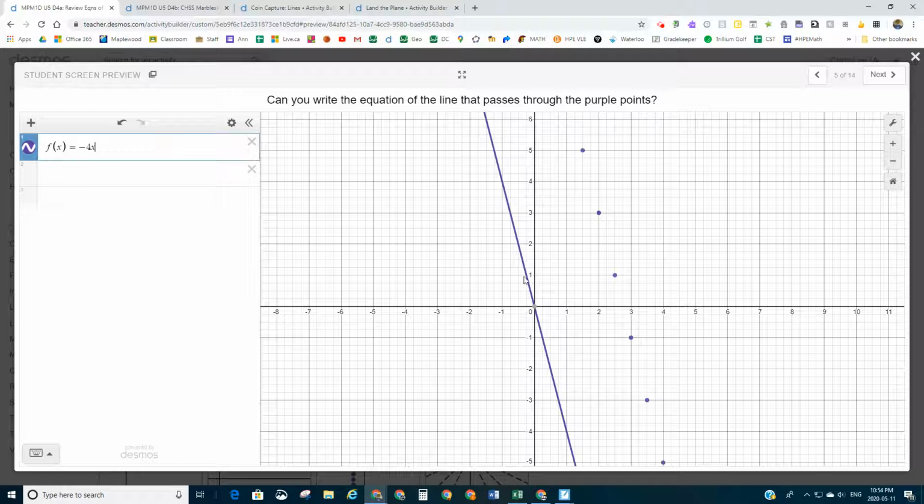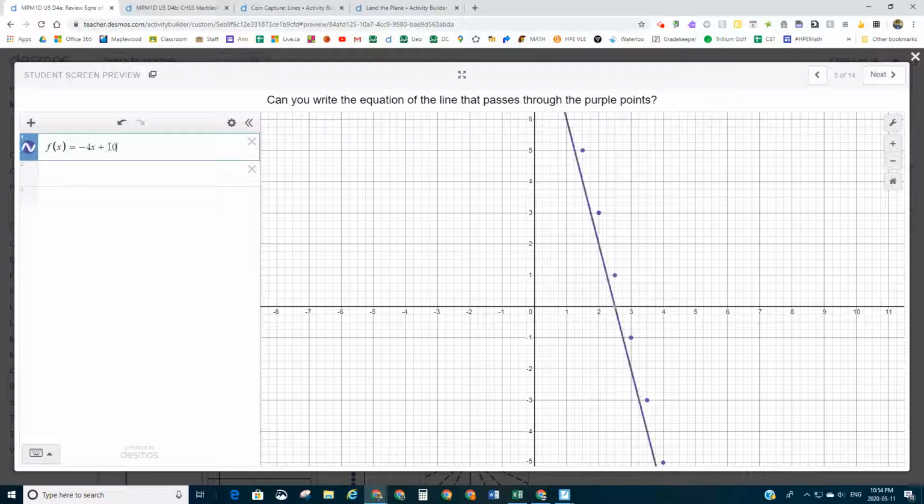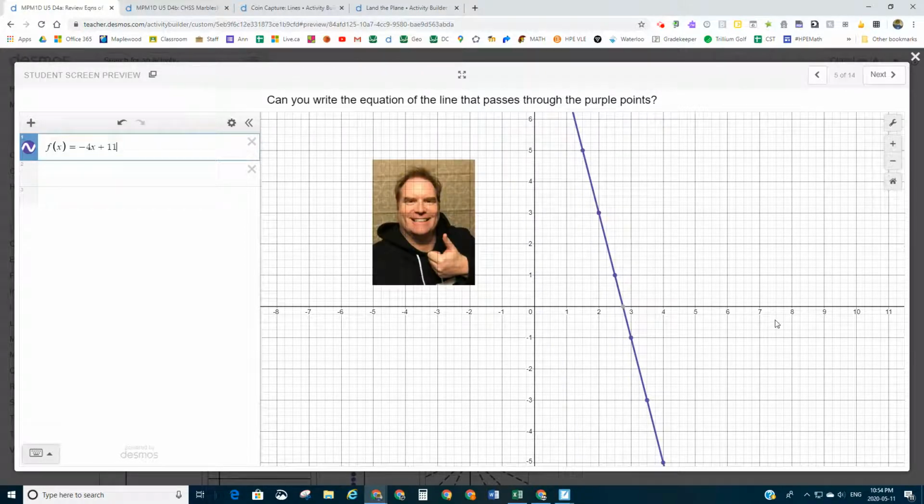So that looks good. And now this one is a little bit more challenging because the y-intercept is off my screen. So I'm going to have to do some guessing to figure out where it is. It's somewhere up here, I think. So maybe like +8. Oh, no, maybe 10. No, maybe 11. All right, good.